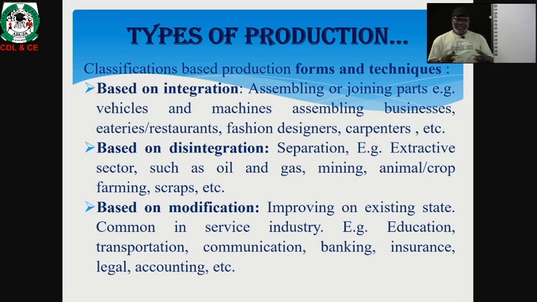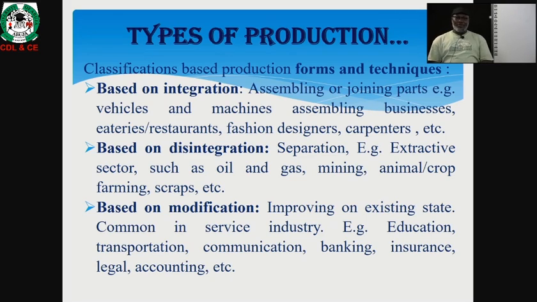What do we mean by production based on integration? It simply means production based on assembling or joining different parts of a whole. It is common in the manufacturing industry. For instance, we have some vehicle production industries like Anamco, and then we have this popular one, Innoson, in Nigeria. And so such businesses are into integration. The carpenters we have, or the furniture makers, the restaurants, the eateries, the fashion designers, these kinds of persons are classified under production based on integration.